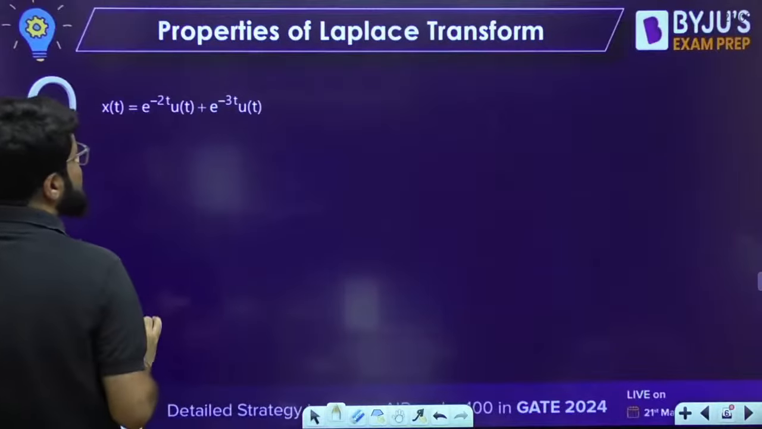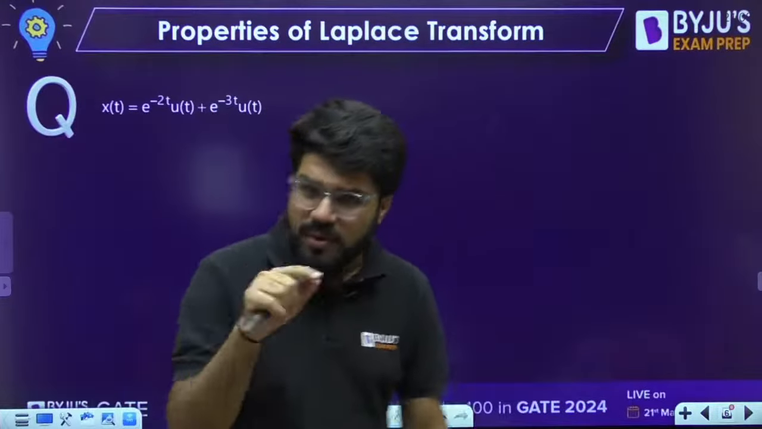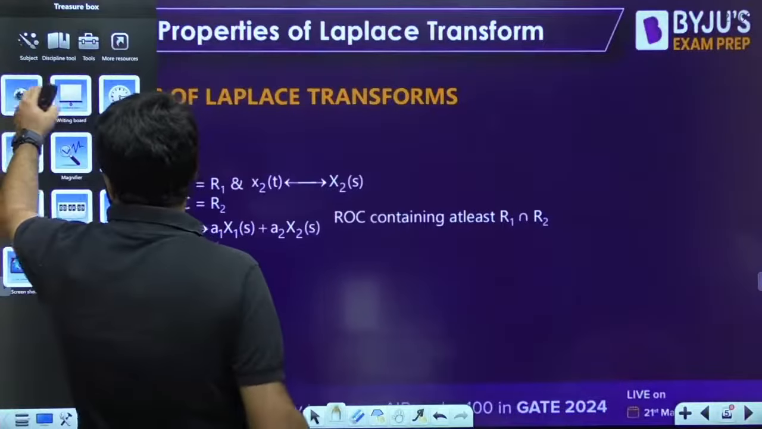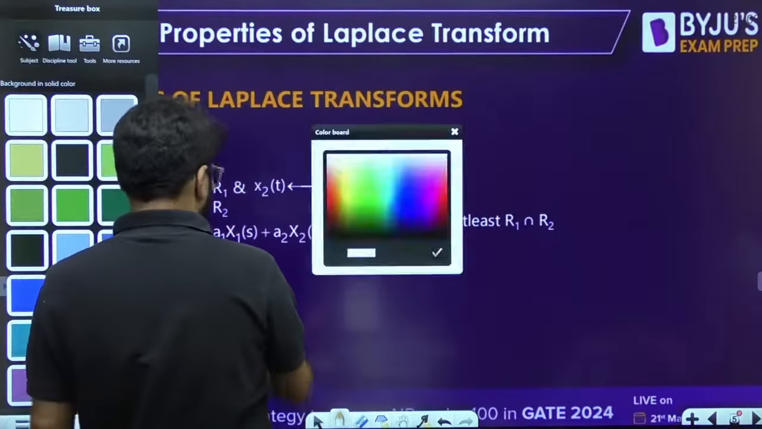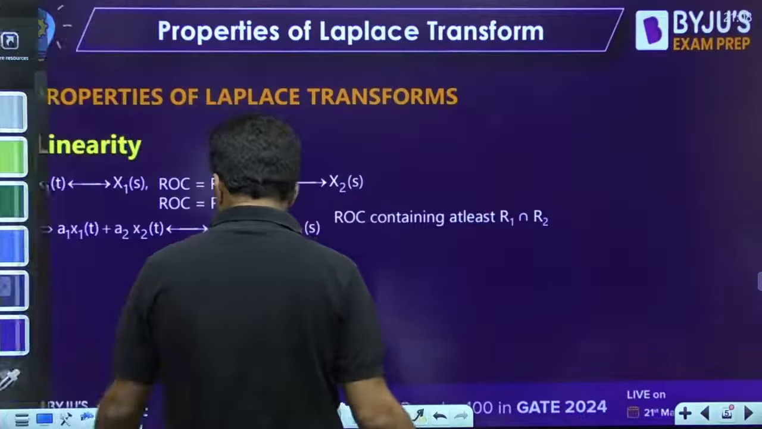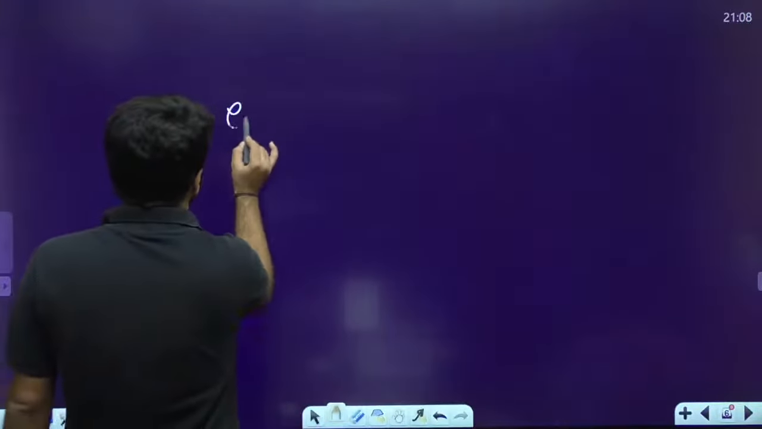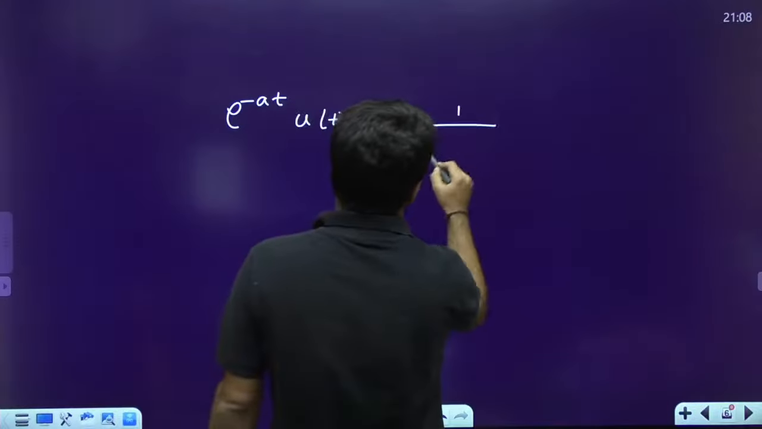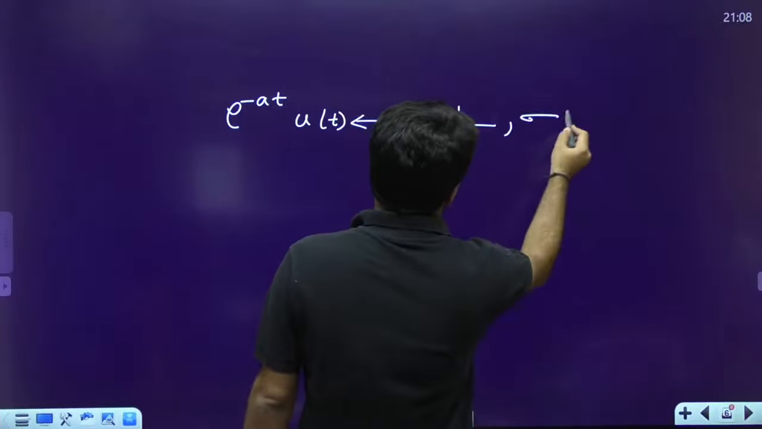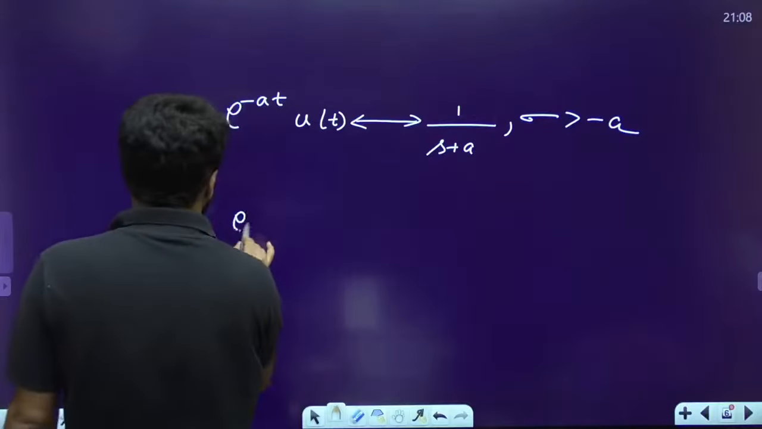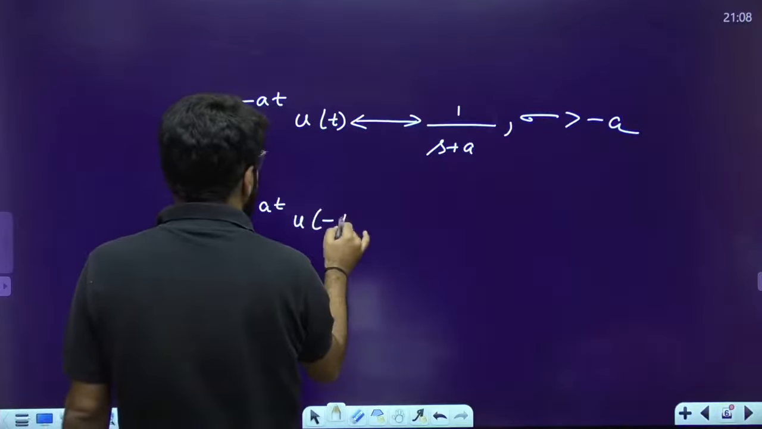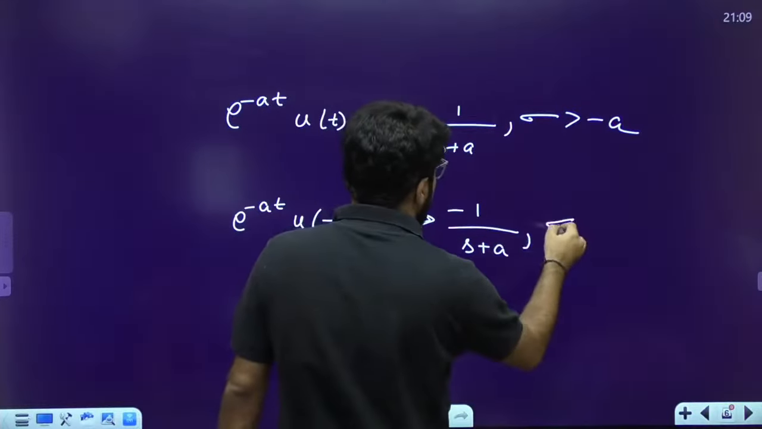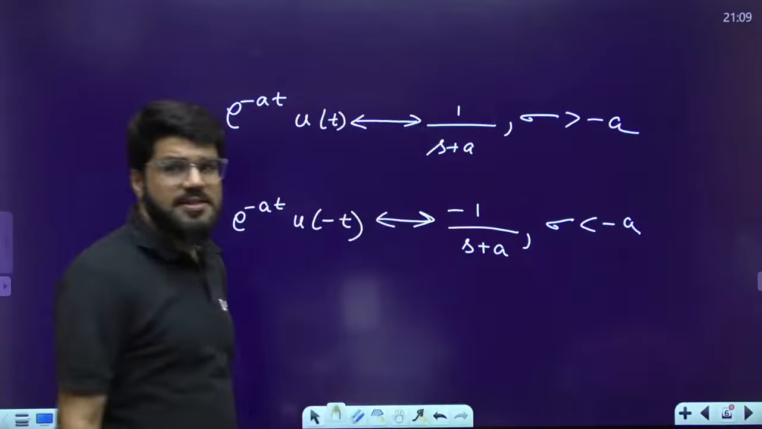So what is going to be the Laplace transform? I hope you remember the basic Laplace transform here. Let us have a quick revision before starting this particular problem. We should now recall that for e^(-at) u(t), the Laplace transform is 1 upon s plus a, with ROC sigma greater than minus a. And similarly for e^(-at) u(-t), the left-sided signal, the Laplace transform is minus 1 upon s plus a, but with the left-sided ROC, sigma less than minus a.